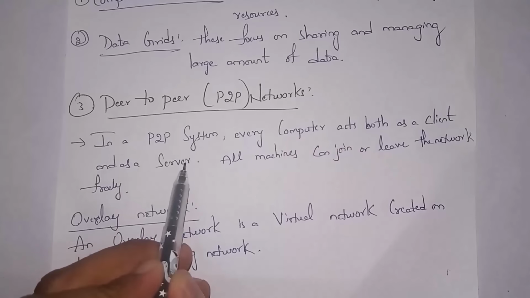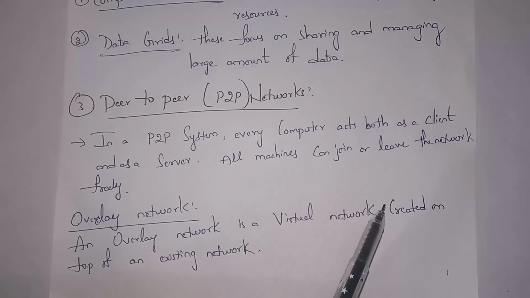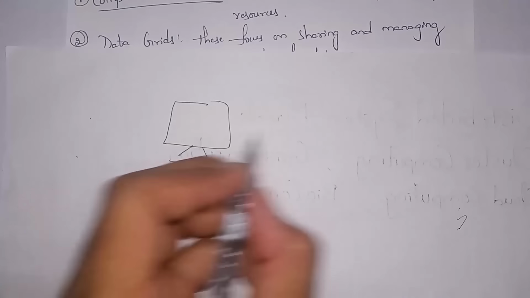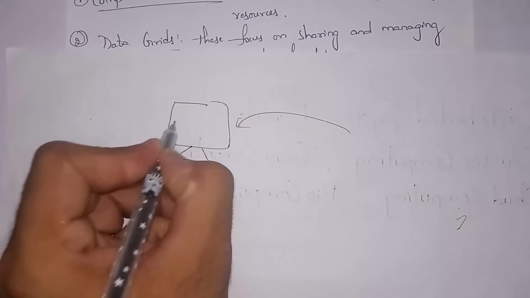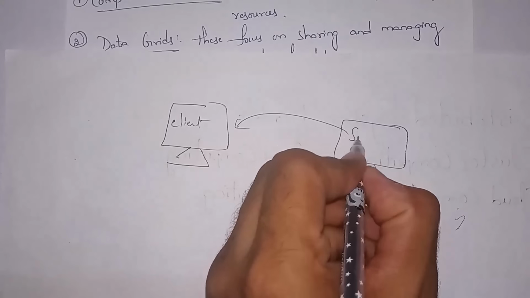In a peer-to-peer system, every computer acts both as a client and as a server. All machines can join or leave the network freely. Computer which wants information is known as client, and computer which provides information is known as server.